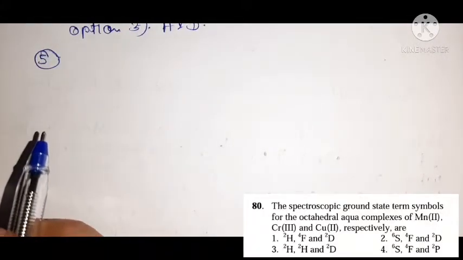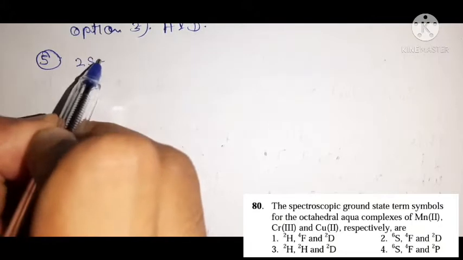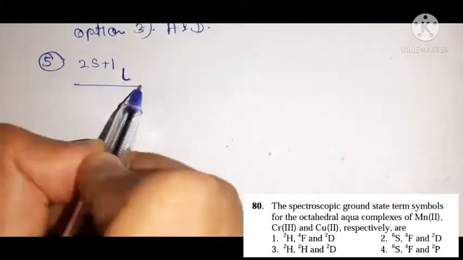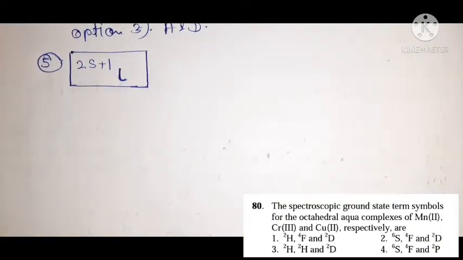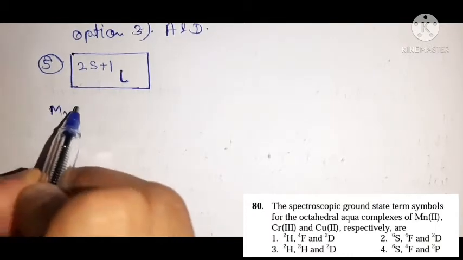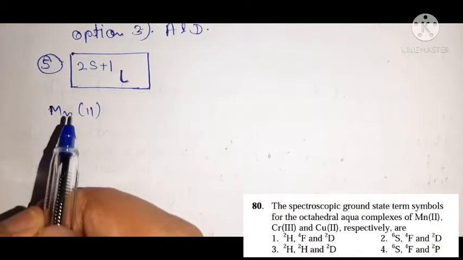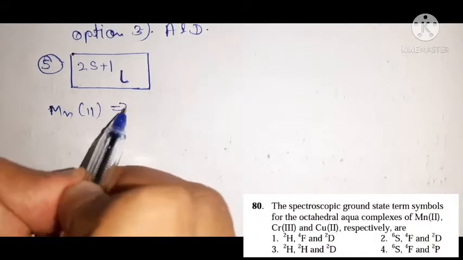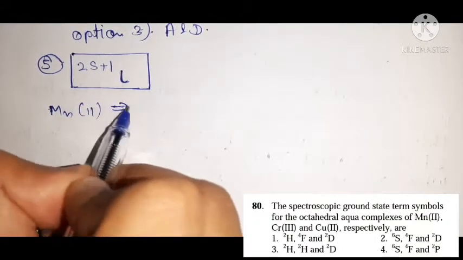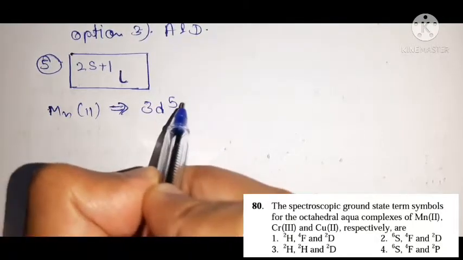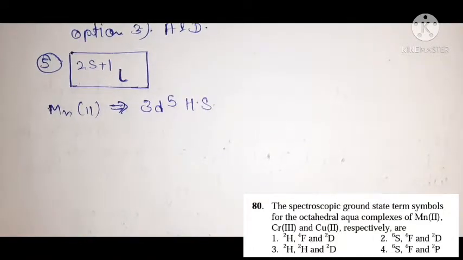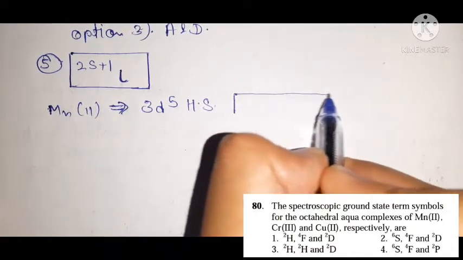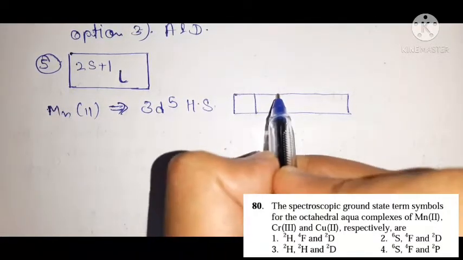Now first of all, what is the formula for finding the spectroscopic ground state term symbol? So the formula is 2S+1 L. This is the general formula for finding the ground state term symbol, 2S+1 L. Okay, now first of all, we talk about the manganese 2 plus aqua complex. So in the case of manganese 2 plus aqua, it is a 3d5 high spin complex. High spin, why? Because it contains aqua ligands, which are weak field ligands.